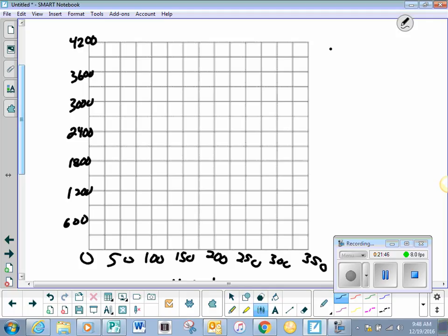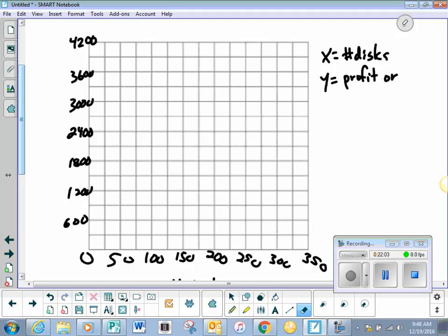Well, if X equals number of discs and Y equals your profit or income, remember, if it's a break-even problem, it's always going to be profit or cost. Profit and income is the same thing. So how much is it costing you to run this business and how much are you making? Okay? So let's first talk about profit.